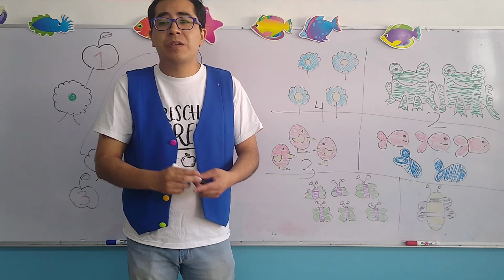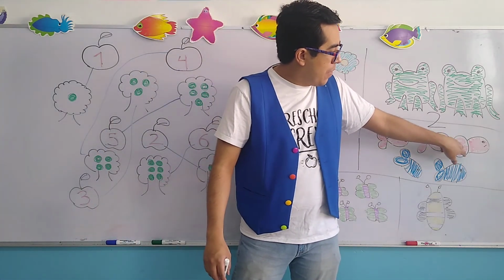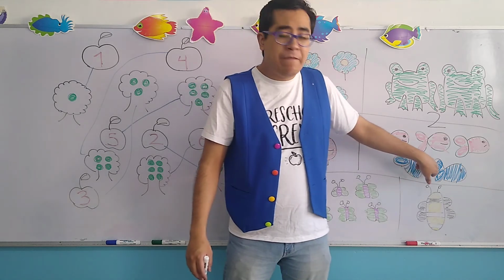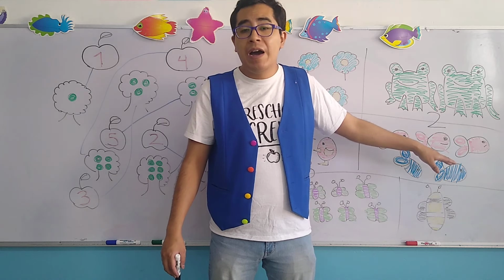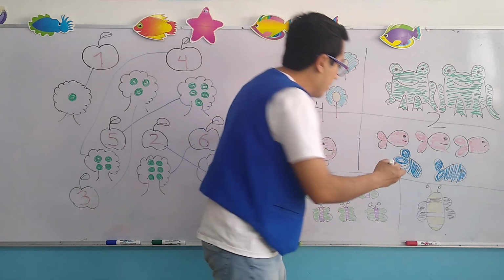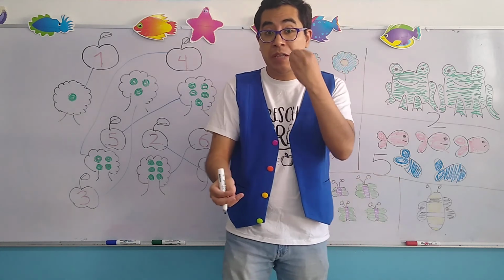Now, let's continue with the fishes. 1, 2, 3, 4, and 5. How many fishes appear in this square? 5 fishes, okay? 5. Remember, number 5, the number that likes to eat.